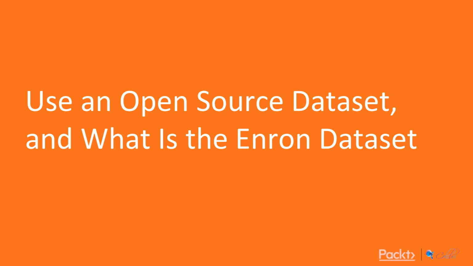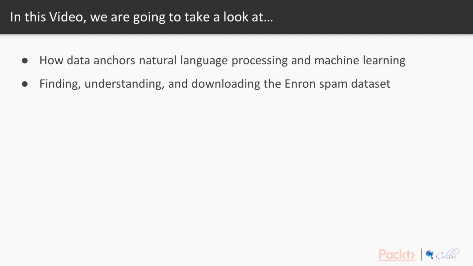So this video will first begin in looking at what datasets we're going to work with and what is the Enron dataset. In particular, I want to focus on talking about how data anchors natural language processing and machine learning, and also finding, understanding, and downloading the Enron spam datasets.